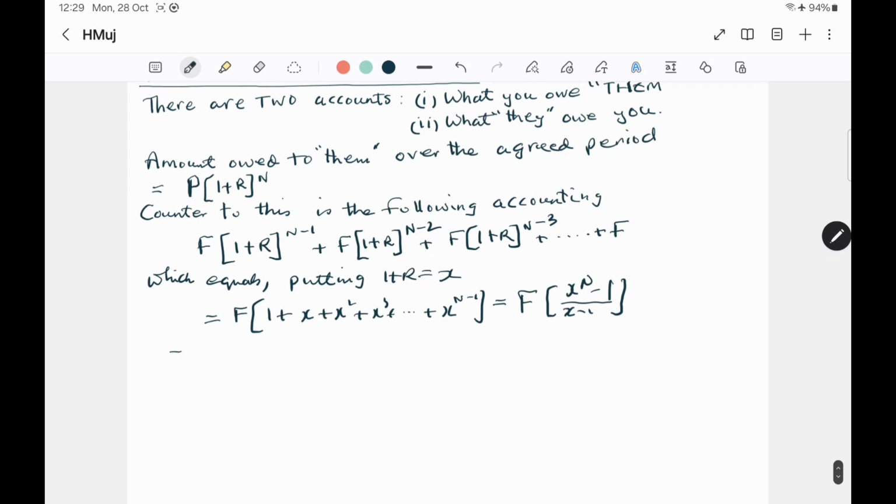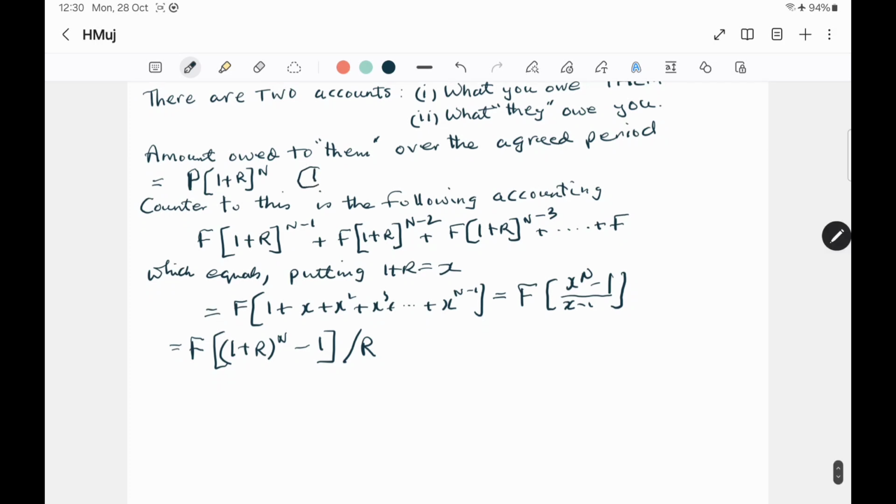And reverting back to the old notation, F then will equal (1 plus R) to the N minus 1. That's just replacing X by 1 plus R, and then divided by R. Okay, so we'll call this formula up here number 1, and this one number 2.